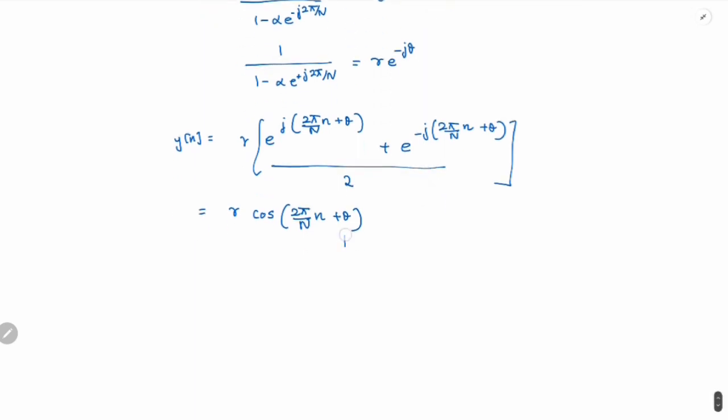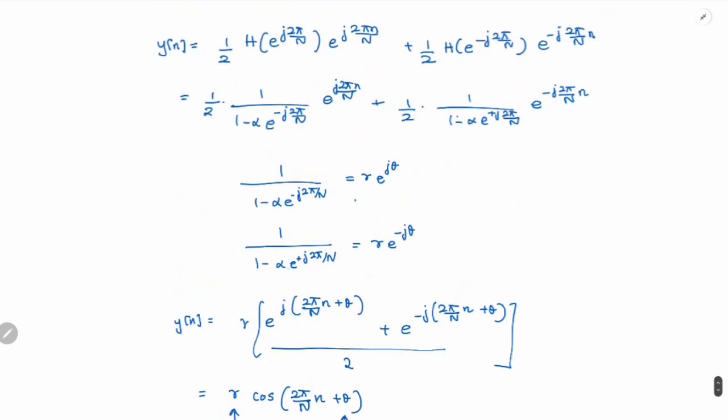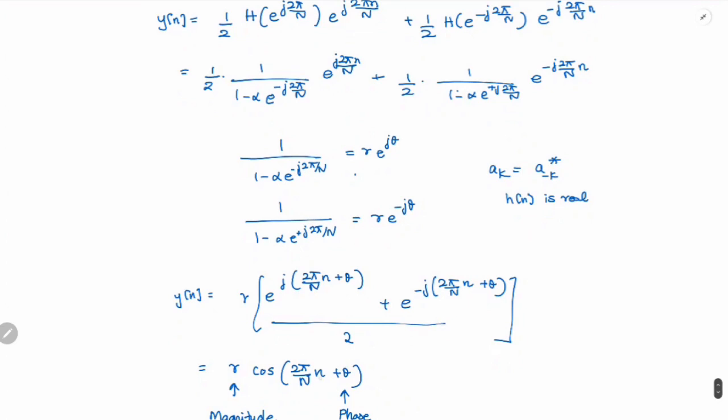So you can see you've got a phase term and a magnitude term. And this was only possible because your a k was equal to a minus k star, which means that your h of n was real. So only then you were able to write this in the form of e power j theta and e power minus j theta, and combine it finally into a cosine term. Okay, so cosine inputs give cosine outputs only if h of n is real.